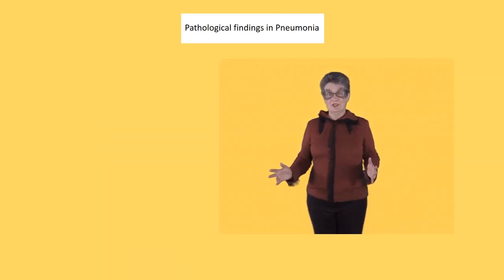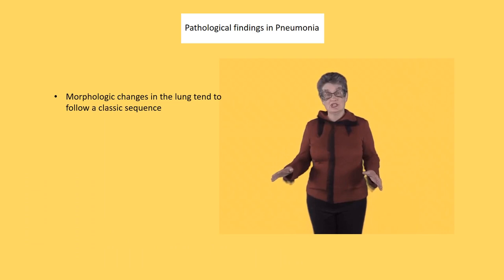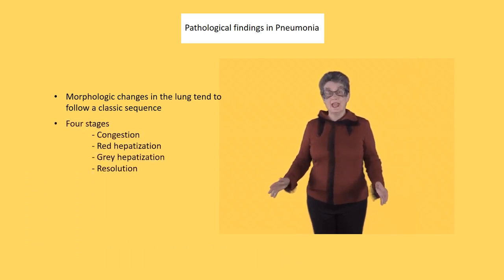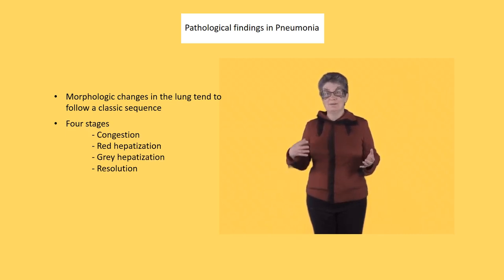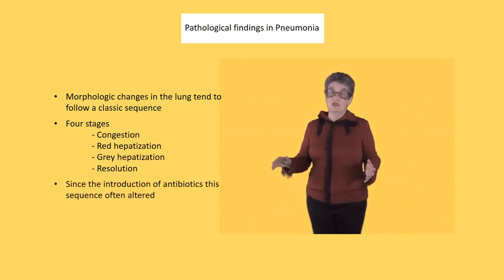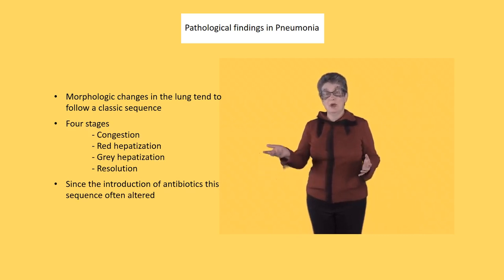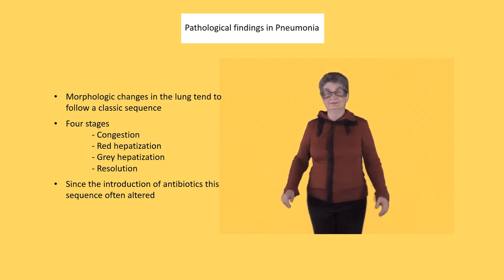In both kinds of pneumonia, the morphologic changes will follow a classic sequence. There are 4 stages: congestion, red hepatization, grey hepatization and resolution. Since the introduction of antibiotics, this sequence is often altered, as the antibiotics treat the infection and not all the stages are seen.